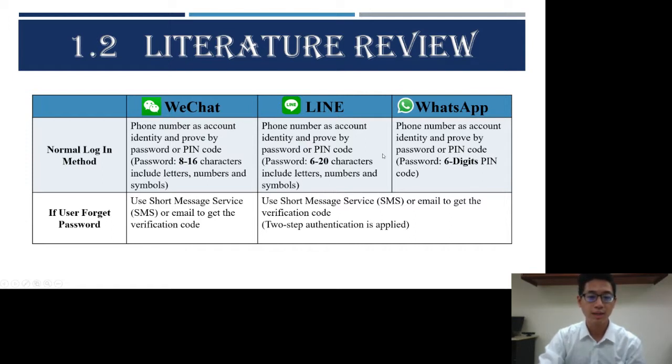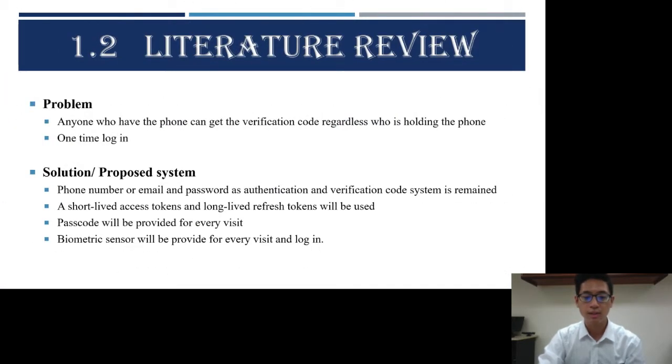If a user forgets the password, the user can use a short message service or email to get the verification code to log in to the account again. For Line and WhatsApp, the same service is used, but a two-step authentication method is applied. Users will automatically log into the application after their first login. However, a serious problem occurs here. If someone loses his or her phone, the one who is holding the phone can get access to the account because they can get the verification code directly from the phone.